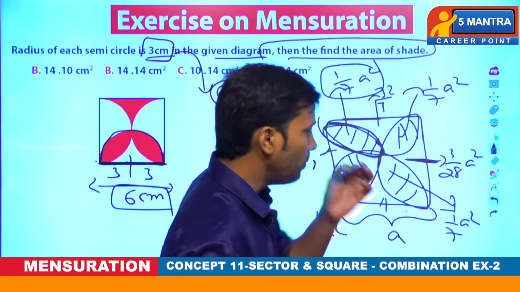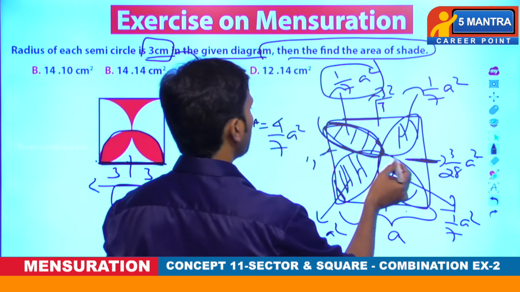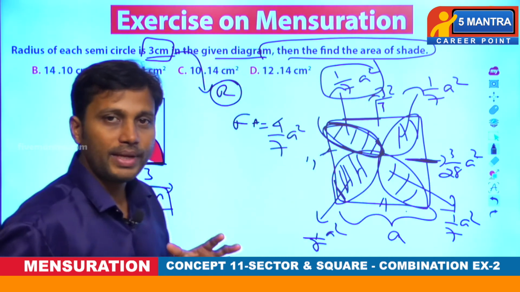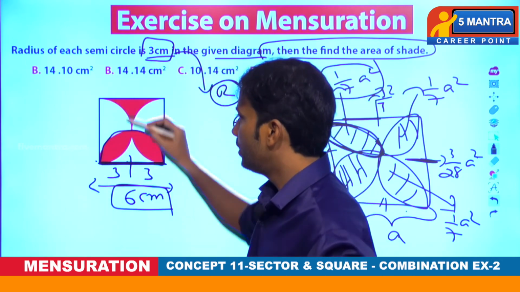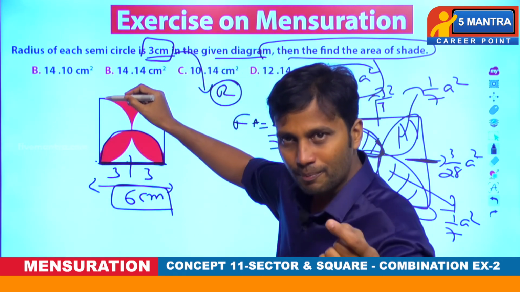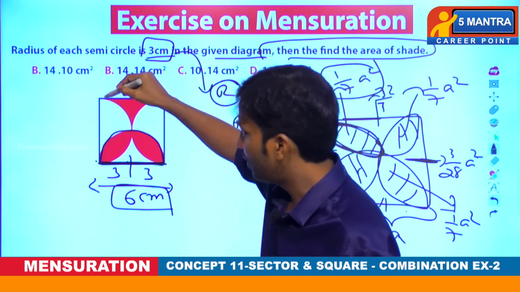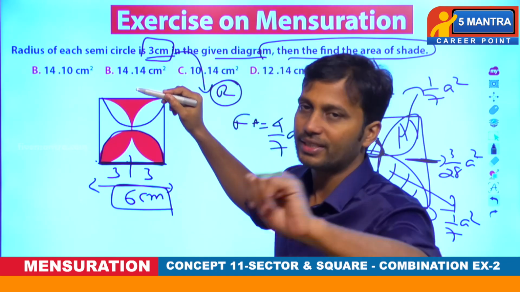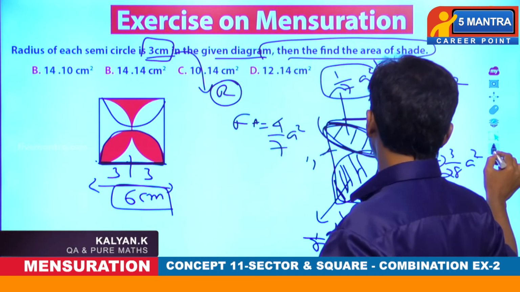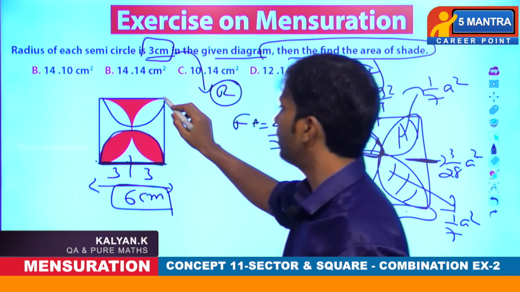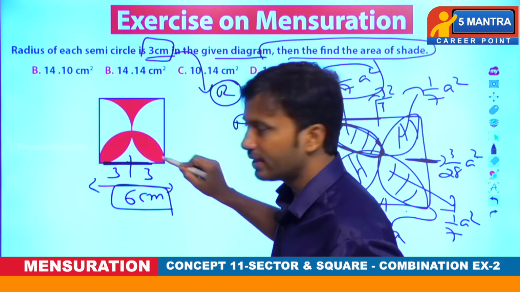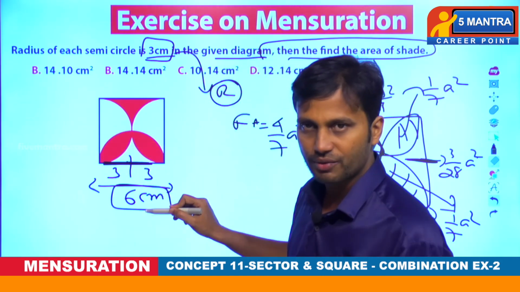Clear? So now let us apply this. Here, how many flower petals are given? Actually, it's an incomplete version of the diagram. If we had completed this, one more semicircle would come and there would be 4 flower petals, but here it wasn't drawn; only 2 parts are given, right? So here 2 petals are there, each petal area would be 1 by 7 a square.